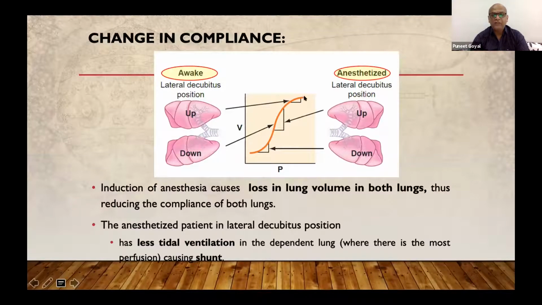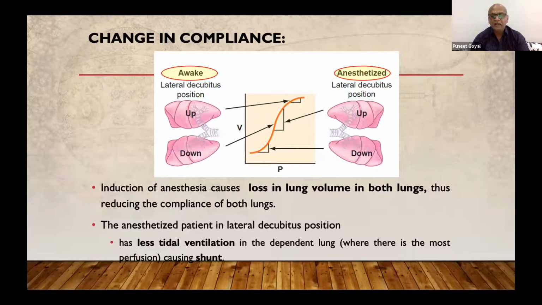So if we see the pressure volume loop, the compliance of the non-dependent lung will be shifted from this position to this position, and that is one step down, and as well as the dependent lung would also come down on the compliance curve. Because the induction of anesthesia causes loss in the lung volume in both the lungs, thereby reducing the compliance. So the anesthetized patients in the lateral decubitus position would have less tidal ventilation in the dependent lung, where there is more perfusion.